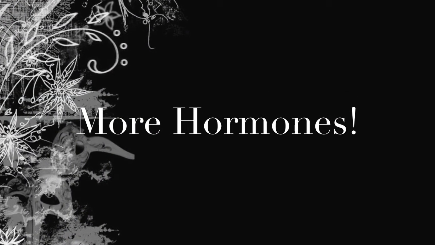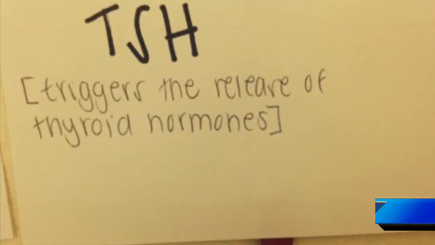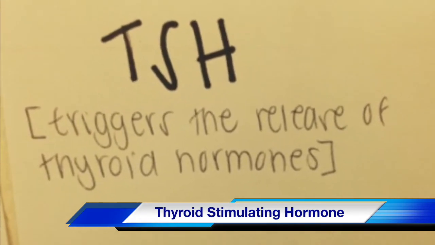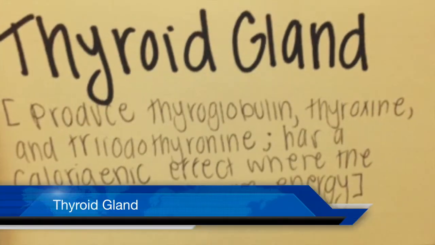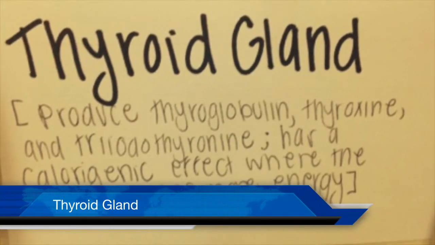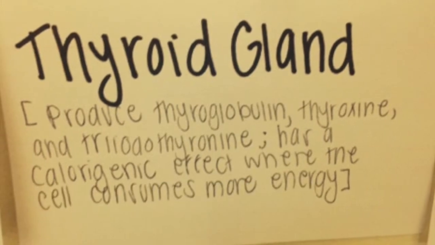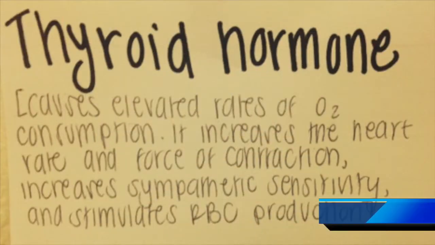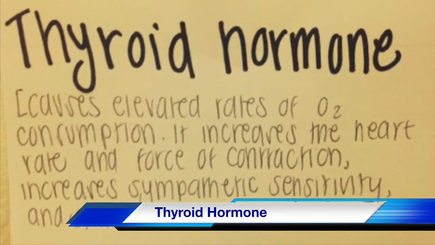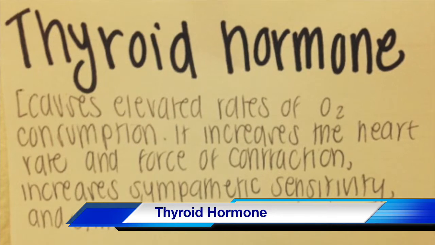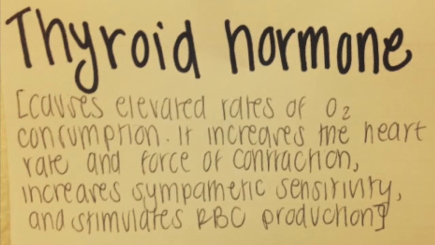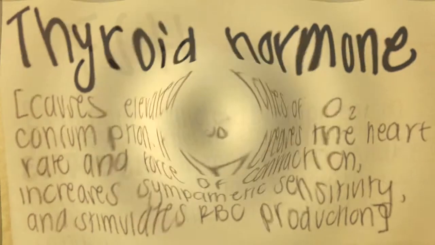Let's now take a look at some of the hormones secreted by the anterior pituitary and where they go. The first hormone is thyroid-stimulating hormone, which triggers the release of thyroid hormones. Thyroid-stimulating hormone reaches the thyroid gland, which releases thyroid hormones and has a calorogenic effect where a cell consumes more energy. The thyroid hormone released by the thyroid gland causes elevated rates of O2 consumption. It increases the heart rate and force of contraction, increasing sympathetic sensitivity, and stimulates red blood cell production.